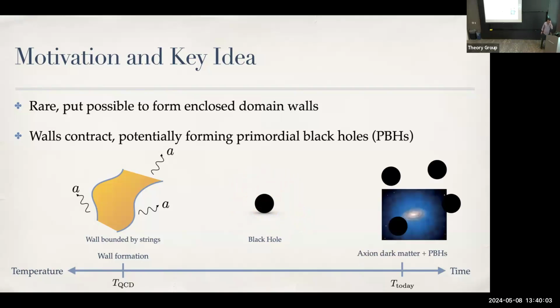And so the goal, or what I want to talk about, is actually how we can estimate these abundances for QCD axions, for ALPs, and so on, and see what fraction of PBHs we can get.